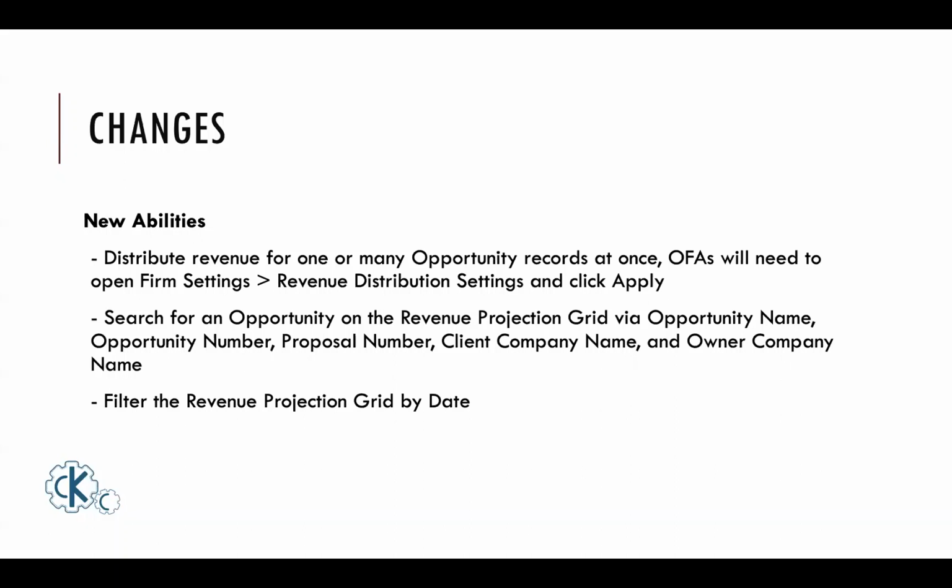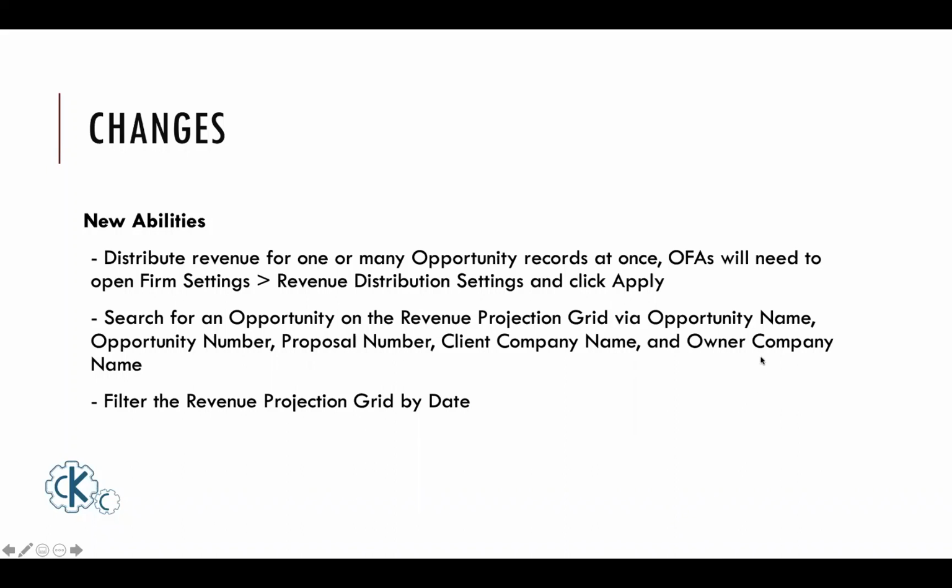Looking at your distribution, you have the option as the OFA to set it to one or many records. When you're first starting out, I would leave it as is, and then as you become more familiar with it. It's frustrating if you have it set to many because it's easy to accidentally override the distributions that were already there. So definitely be careful with having that many options selected. You can now search for opportunities. You can search for them by name, number, proposal number, client name, and owner name. You can also filter by your dates now.